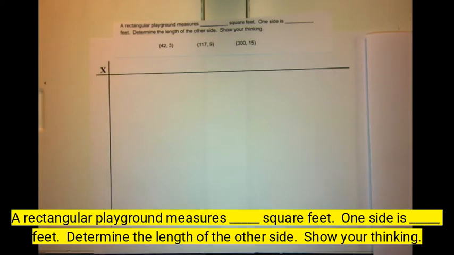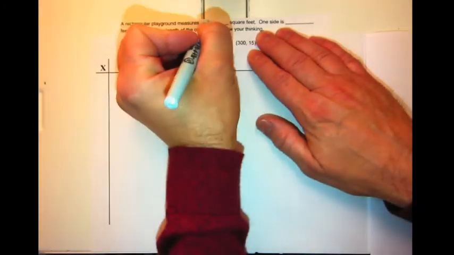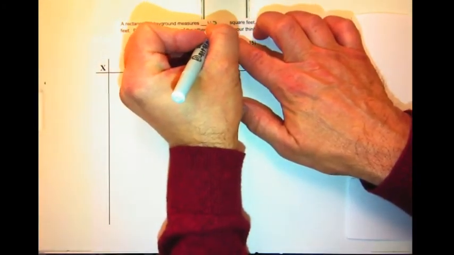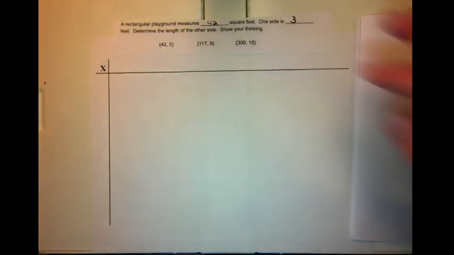Show your thinking. So we have some sets of numbers at the bottom that we can use. Again, it's a great way to differentiate instruction. Let's just start out by using the 42 and the 3. So it measures 42 square feet. One side is 3 feet. Determine the length of the other side.